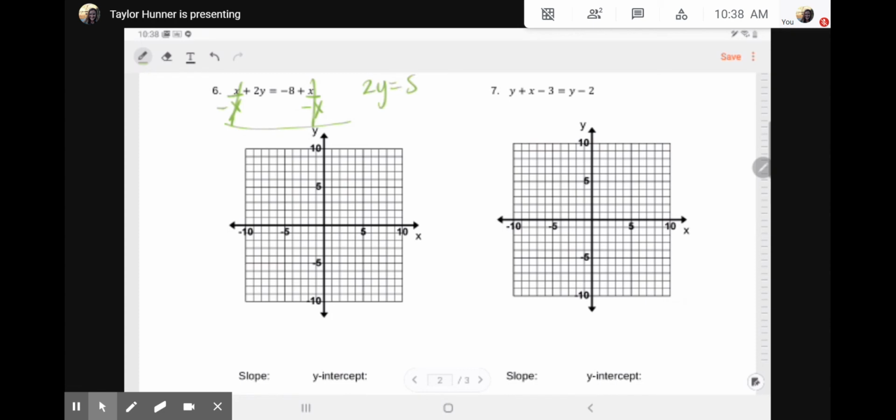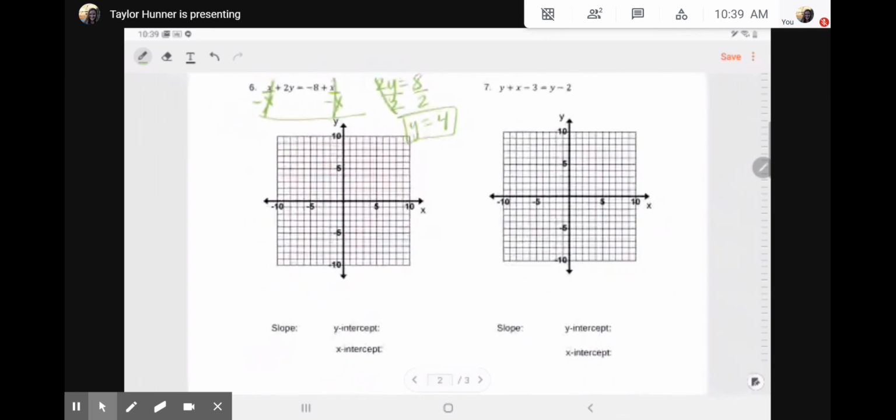So I just have 2y equals 8. I want to get y alone, so I divide by 2, and my new equation is y equals 4. That original equation that it gave me is actually the same thing. y equals 4 is just the simplified one.